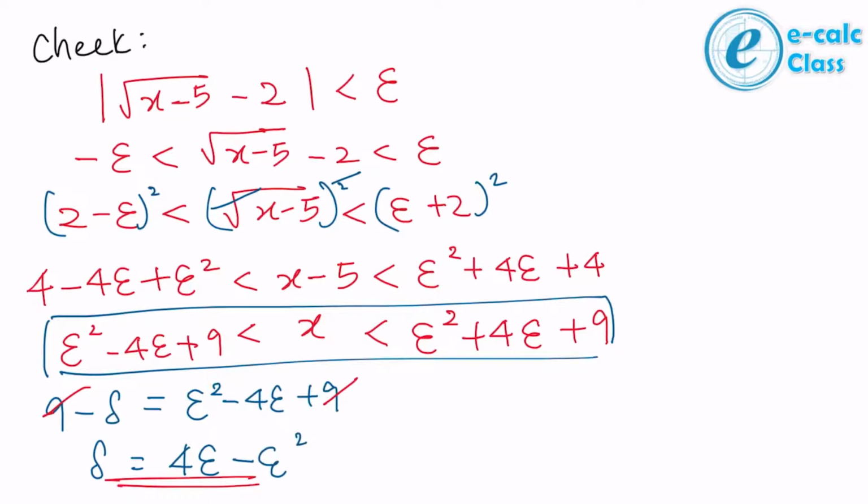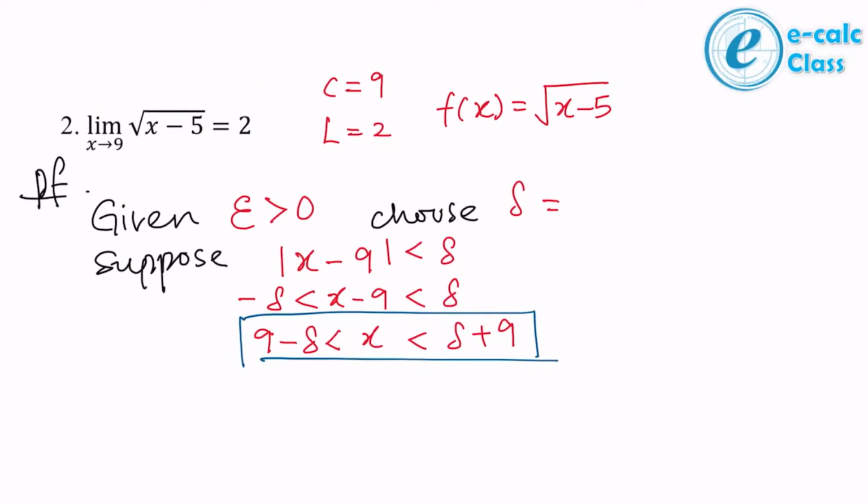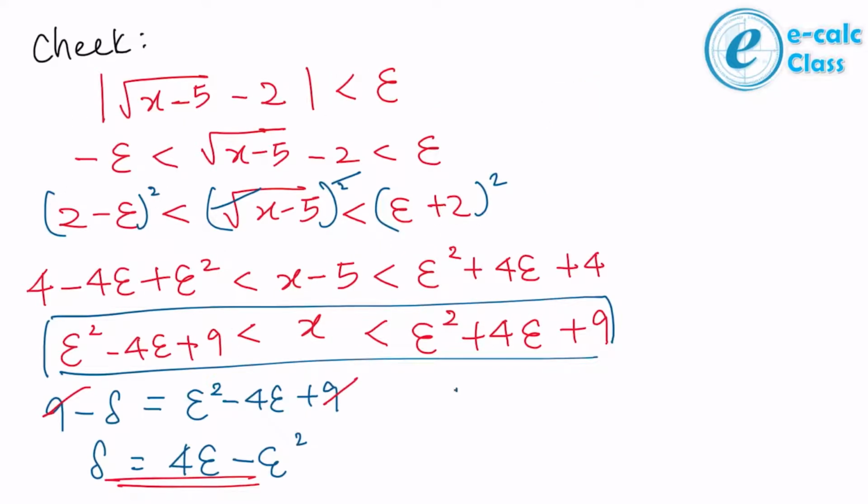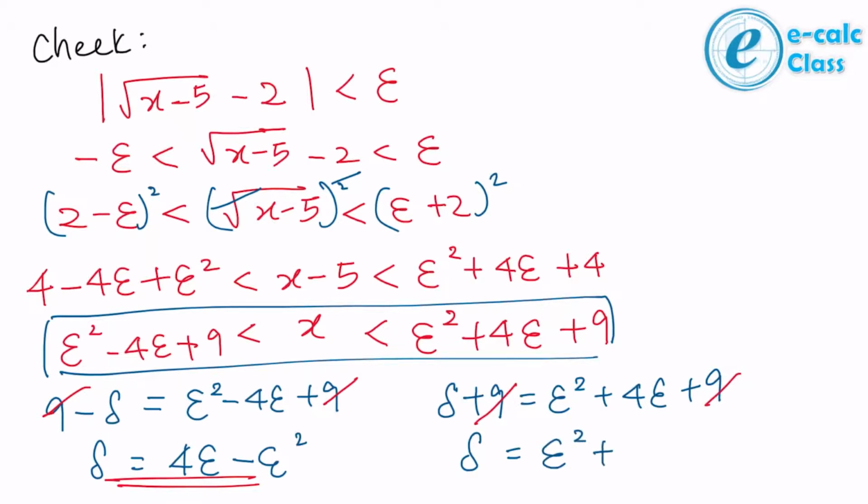What about the second one? You might be thinking, will it be the same? Let's find out. Delta plus 9 equals epsilon squared plus 4 epsilon plus 9. Remember, we want delta, and the 9s cancel: delta equals epsilon squared plus 4 epsilon. They are not the same.